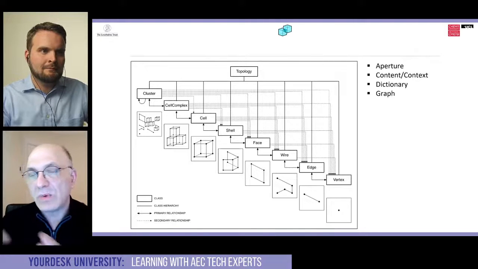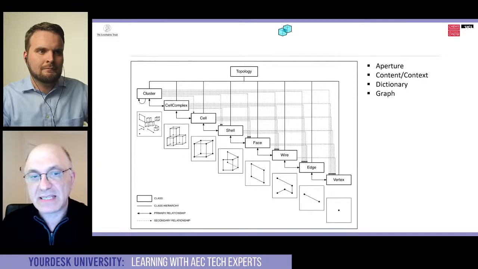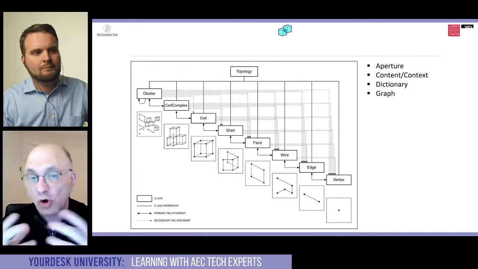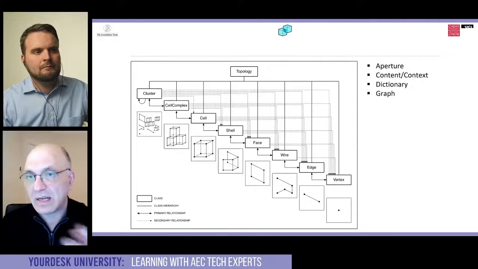On top of these, we added these kind of things that you see on the right. An aperture is basically a special kind of face that represents an opening in a face. So you can do windows and doors, for example.